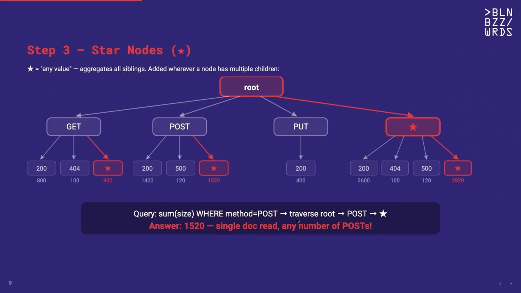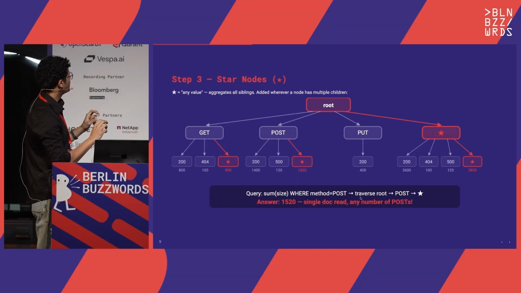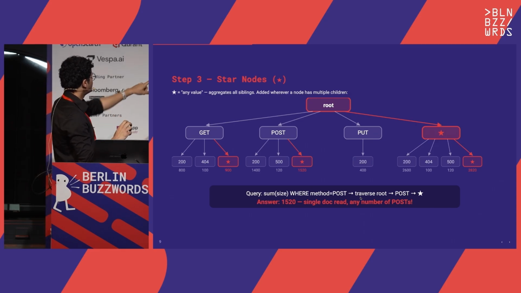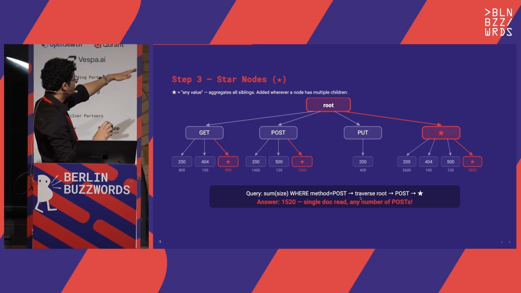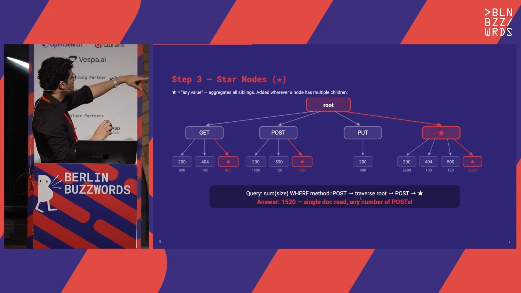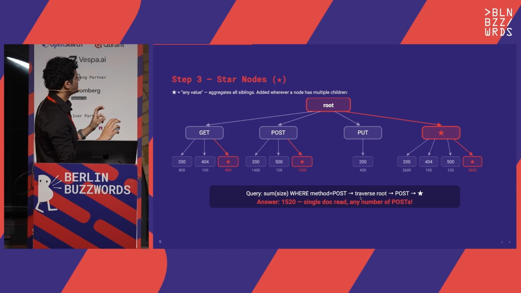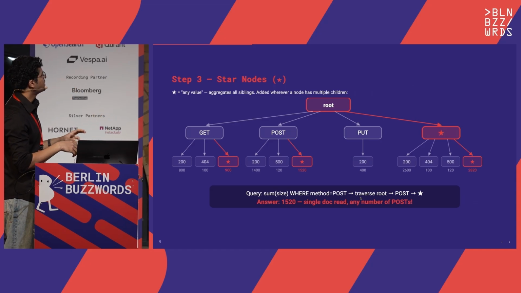Again, from root to get, we have 3 children: 200, 404, and again a star node. What would that star node mean? That would mean all the documents which have method get, but status can be anything. So we'll store a sum of 900 there. That 900 is coming from 800 plus 100. Similarly, root post star would mean all posts regardless of status. We'll store a sum of 1520 there. That is 1400 plus 120.